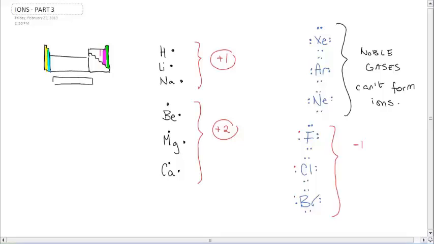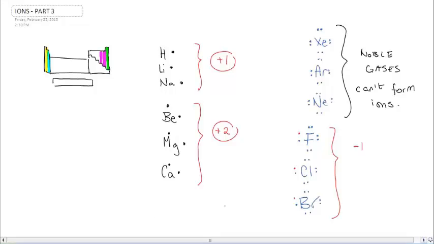And I could keep going with the next row in. So the top element on this next row is oxygen. Oxygen has 6 valence electrons. So we can predict that in order to form a stable ion, it's going to need to gain 2 electrons. If it gains 2 electrons, that means it's going to have a charge of -2.